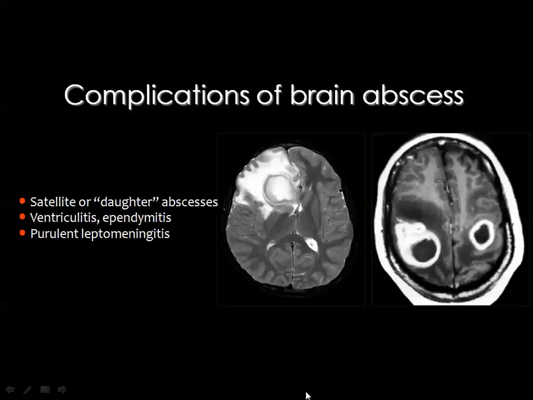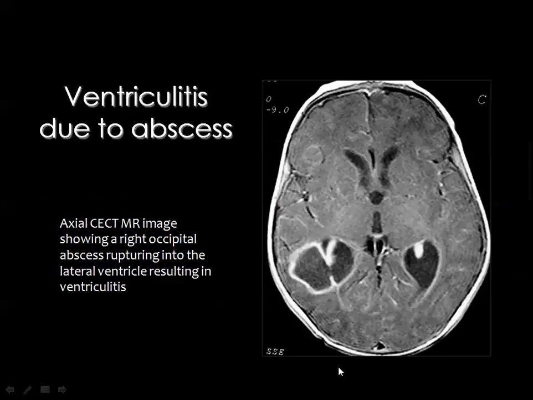The complications of brain abscesses include the development of satellite or daughter abscesses like this one. You see an abscess here with two small abscesses nearby. Also, the abscess may extend to the ventricle, resulting in ventriculitis or ependymitis, or may extend to the leptomeninges, resulting in meningitis.